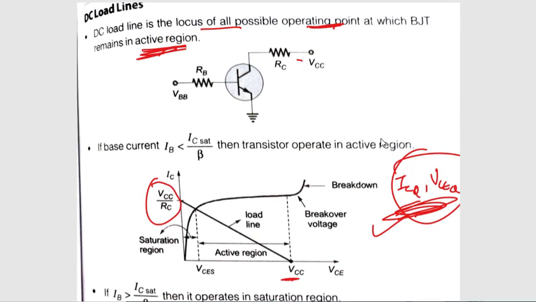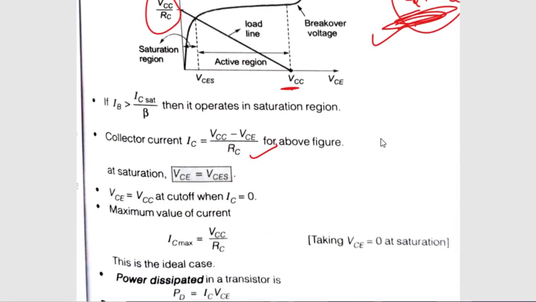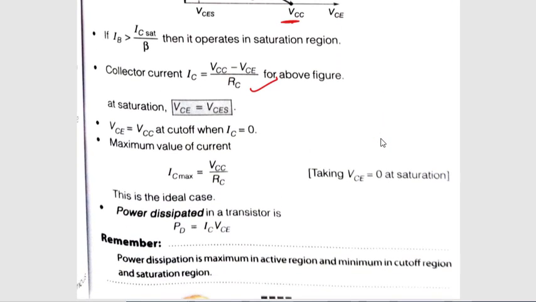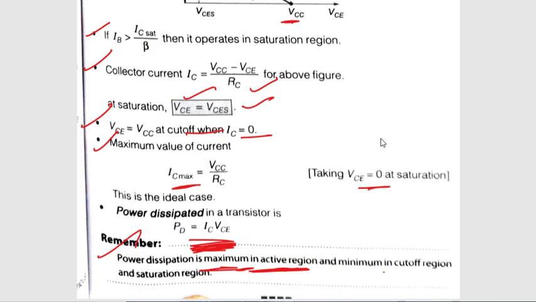Here the IC current is flowing, then IC is equal to VCC minus VCE upon RC. At saturation, VCE will be equal to 0, and VCE is equal to VCC at cutoff when IC is equal to 0. Remember these points, they are very, very important. Maximum value of IC will be equal to VCC upon RC when VCE is equal to 0 at saturation. Power dissipation in a transistor is equal to IC into VCE. Remember this. And lastly, power dissipation is maximum in active region and minimum in cutoff region and saturation region.